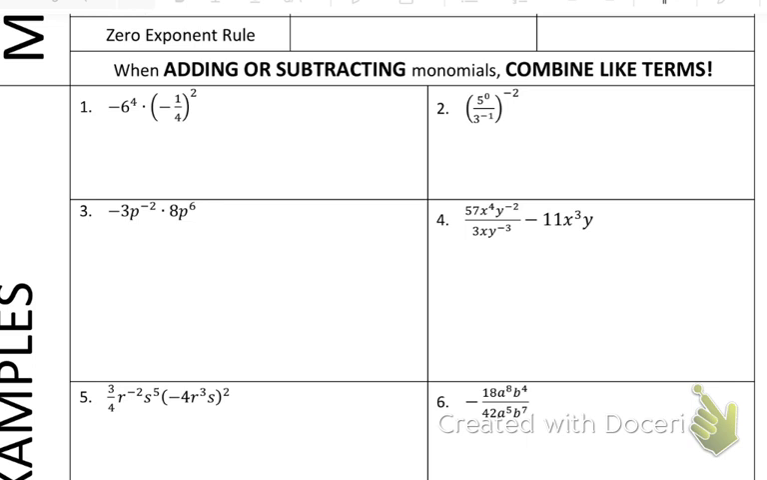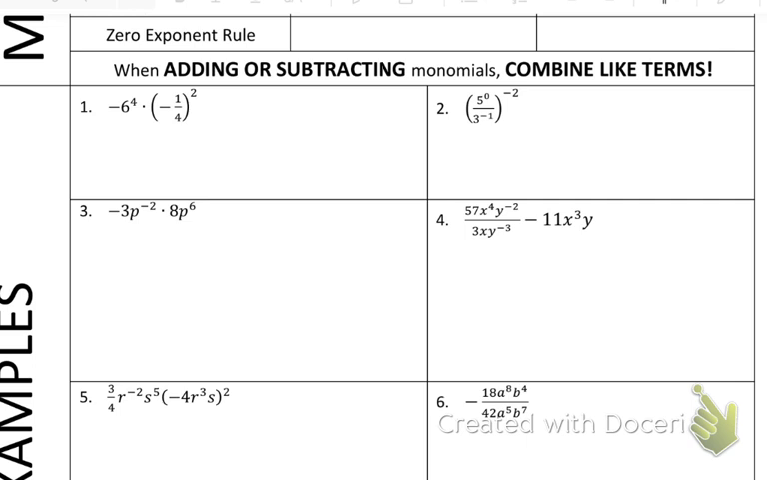Negative 6 to the 4th is 6 times 6 times 6 times 6, and then we tack on the negative after it because it's not in the parentheses. This one is in the parentheses, so this is negative 1/4 times negative 1/4. What happens if I have a negative times a negative? It becomes a positive. So be careful, because this almost looks like it should be a positive. If you raise a negative to an even power, it turns positive. So if this was negative 1/4 to the 8th power, it would be positive, whatever the answer is.